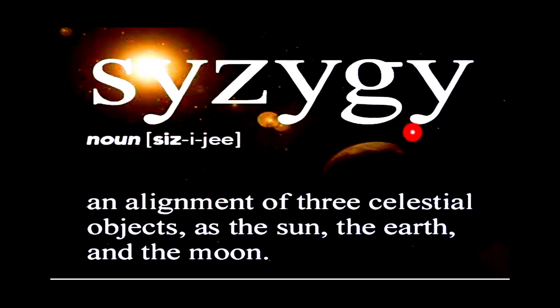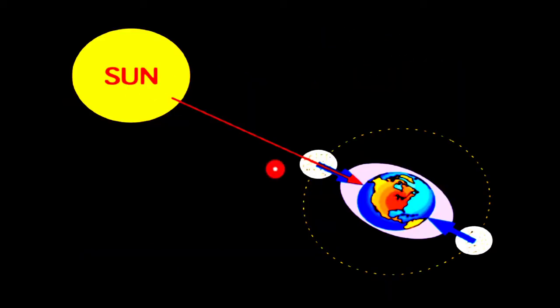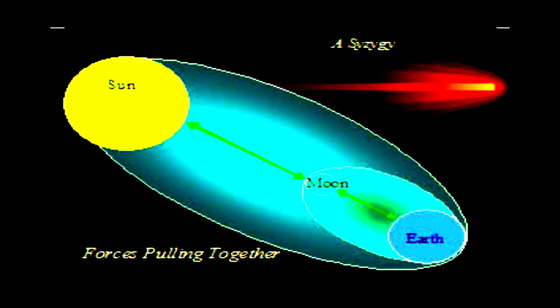Here we are learning about tides. So here syzygy means an alignment of the three celestial objects, the sun, the earth and the moon. This is the diagram. Sun, moon and earth are arranged in a straight line. They are aligned in a straight line. This is called syzygy. One more diagram, you can see the position of the earth, the sun, and the two positions of the moon shown, where this is the new moon and this is the full moon. So students, these are the diagrams.